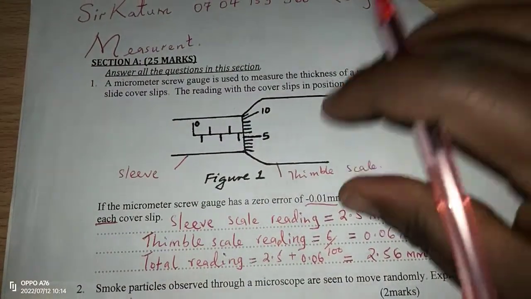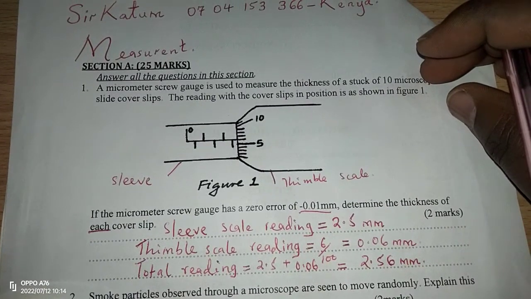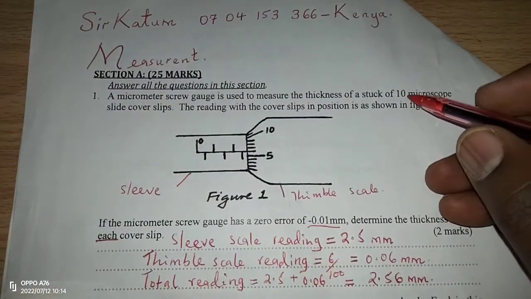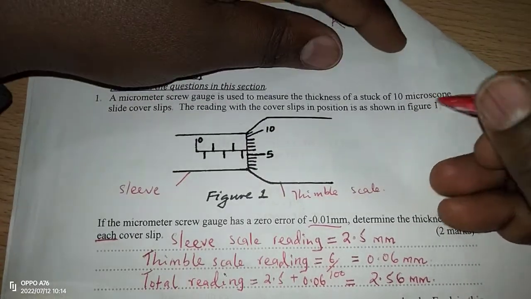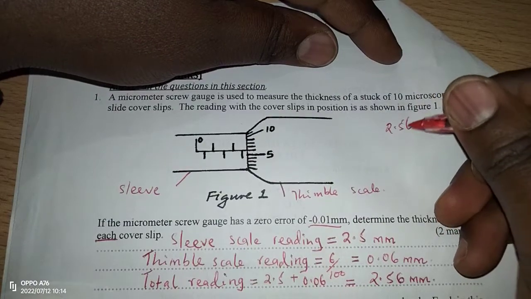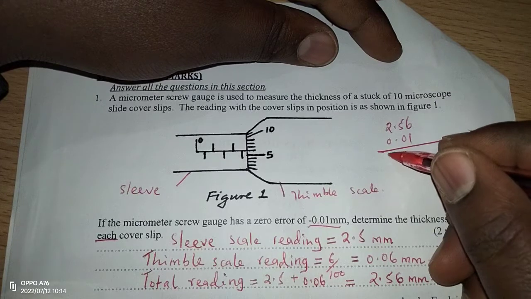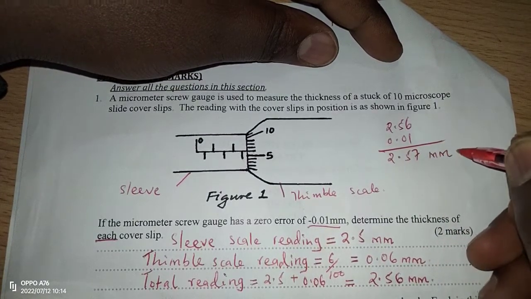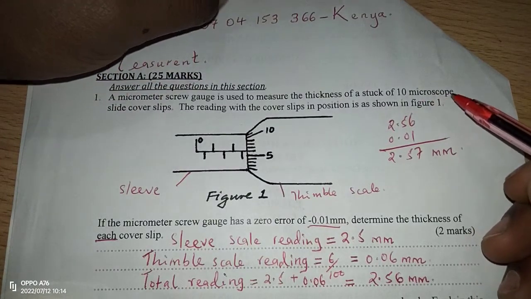Now, after the reading which has been displayed, it is good to know that the micrometer screw gauge has an error of 0.01, which is negative. Therefore, we usually account for negative errors by adding them to the reading obtained. So 2.56, we add 0.01, so that the reading is 2.57 millimeters. This is the actual reading of the 10 microscope slide cover slips.